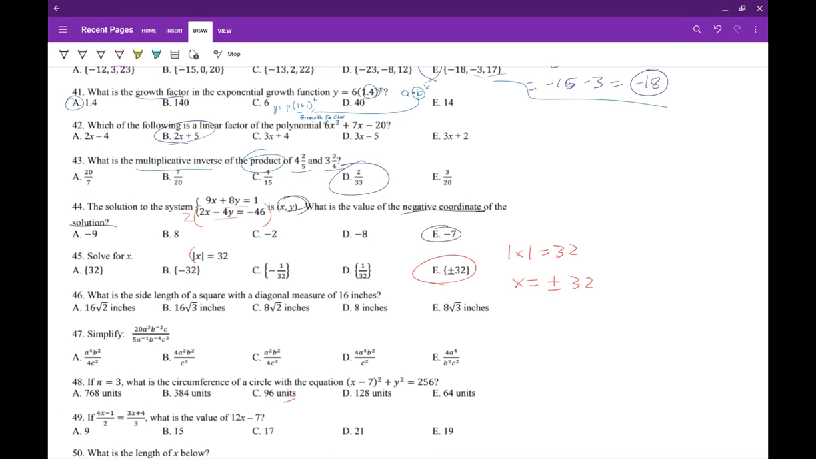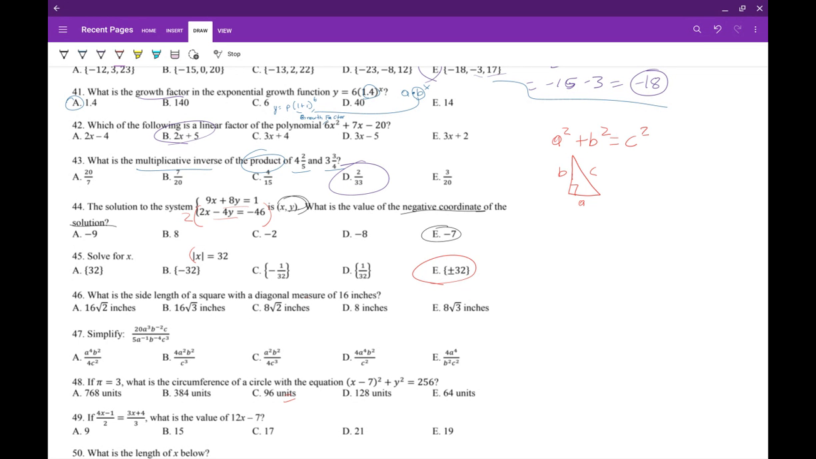46. What is the side length of a square with a diagonal measure of 16 inches? This will bring me to a couple important concepts. One, you need to know the Pythagorean theorem. If you don't know what that is, that's a squared plus b squared equals c squared, where you have a right triangle. It has to be a right triangle. Your hypotenuse is c and your legs are a and b.